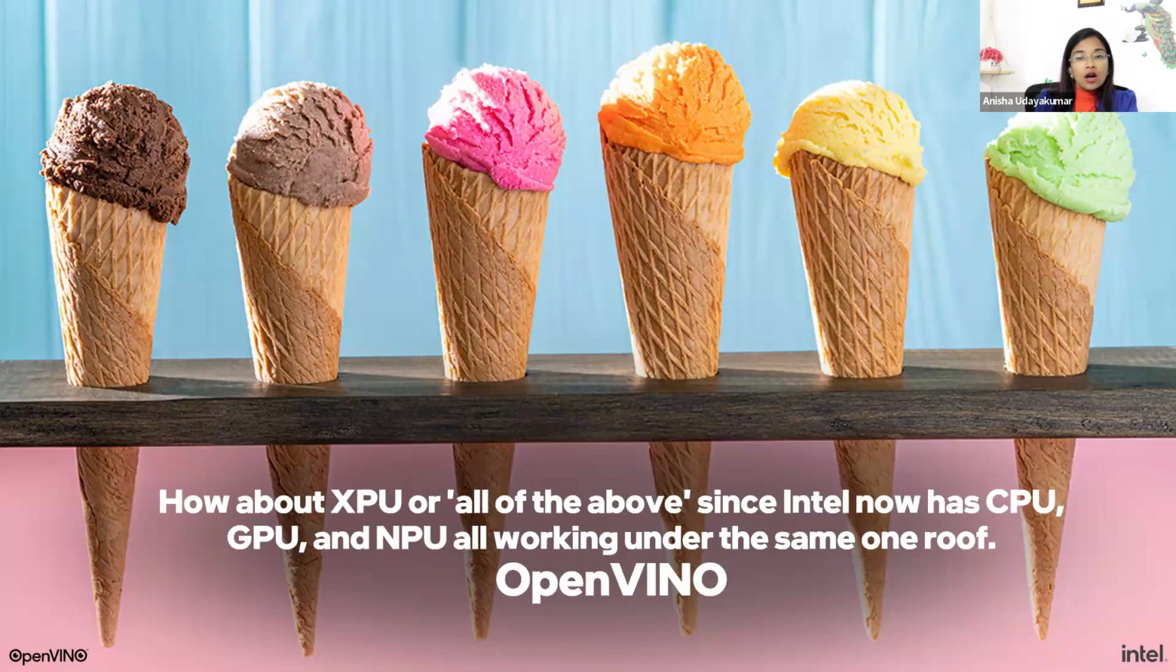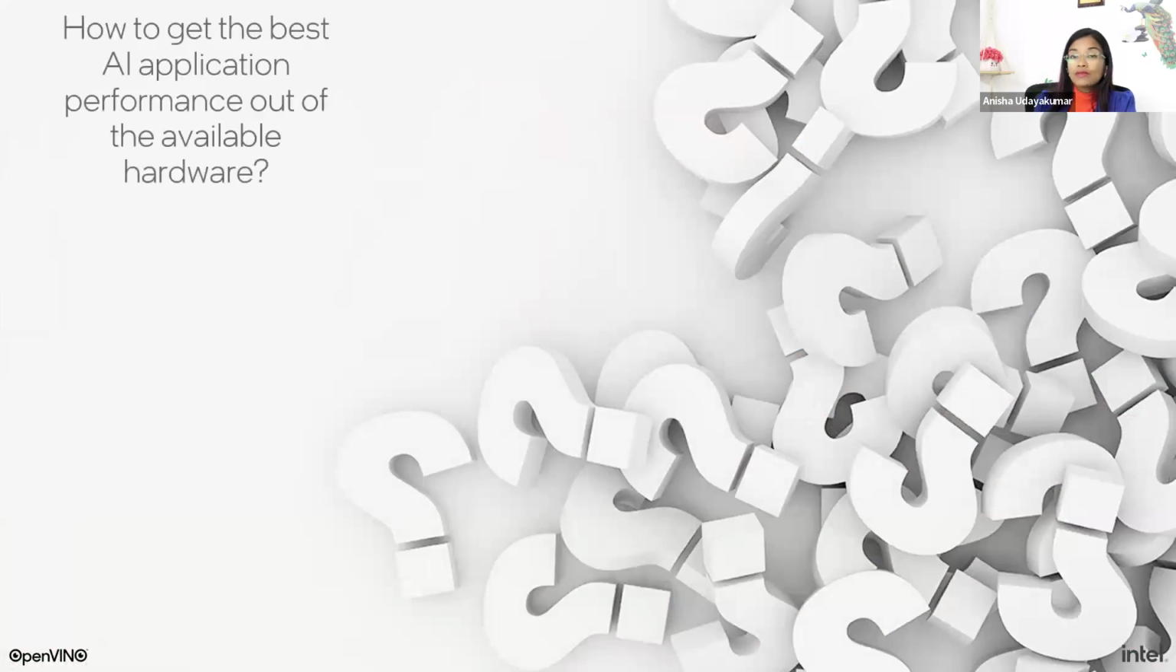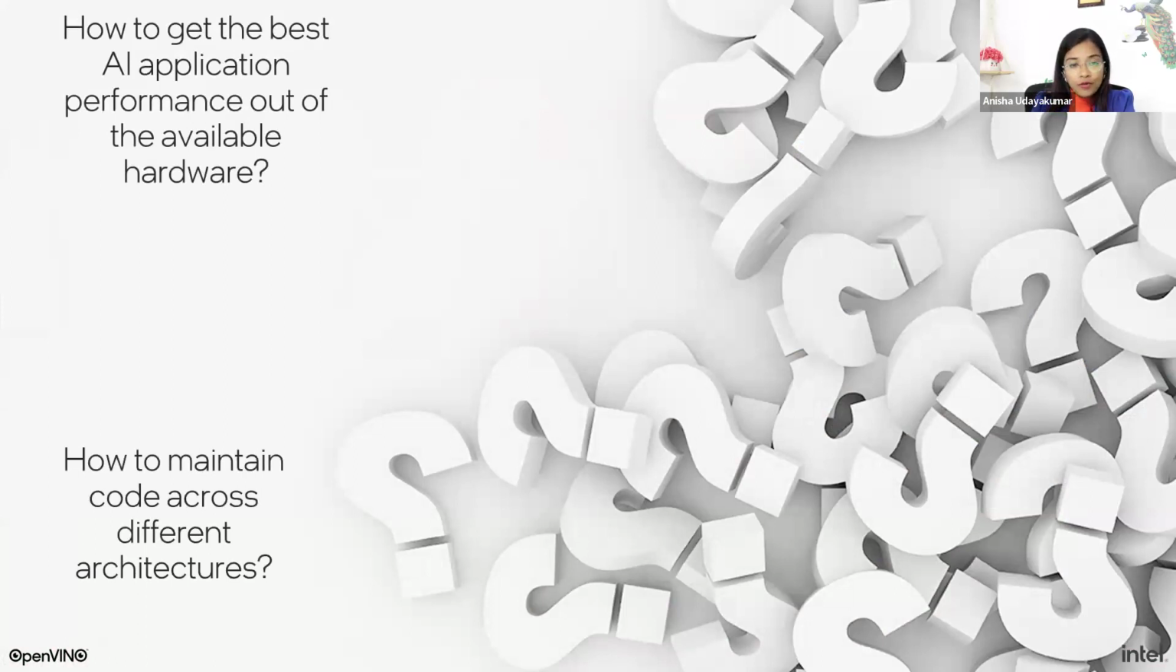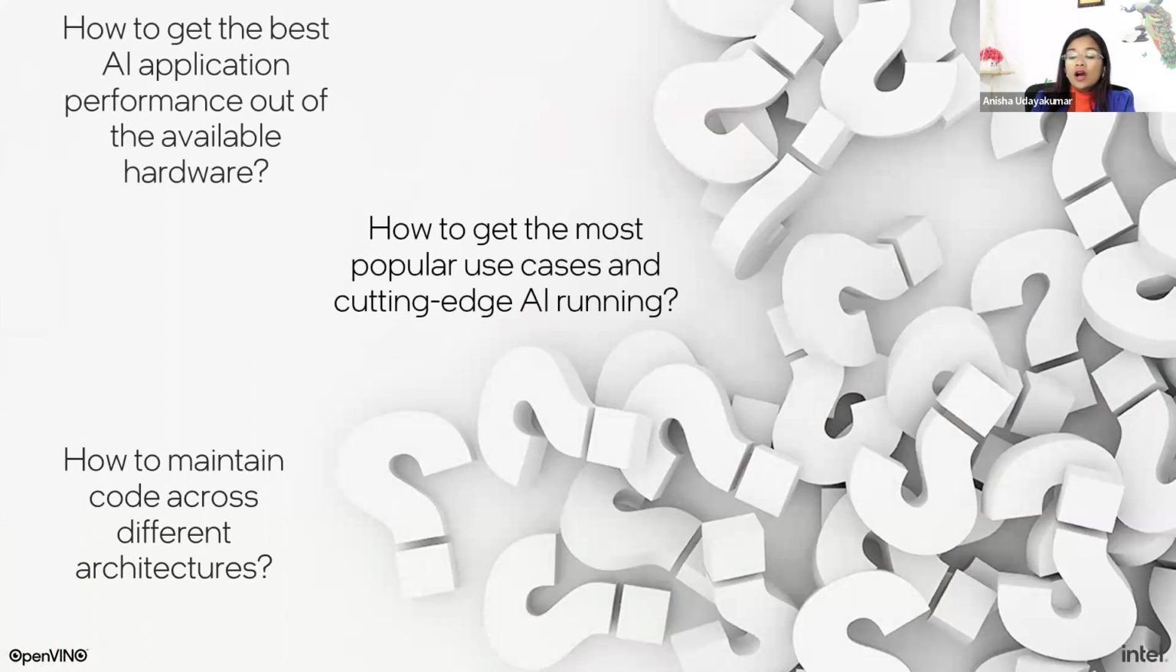As developers, we face so many challenges if we have to make the AI model work across these platforms. And not just that, even if you have identified which device you'll deploy on, we will still have a lot of questions popping up in our mind about whether we'll be able to get the best performance out of the available hardware that we have shortlisted. How are we going to maintain the code across these different architectures, and how to get the most out of it, or get the cutting edge solution out of it?